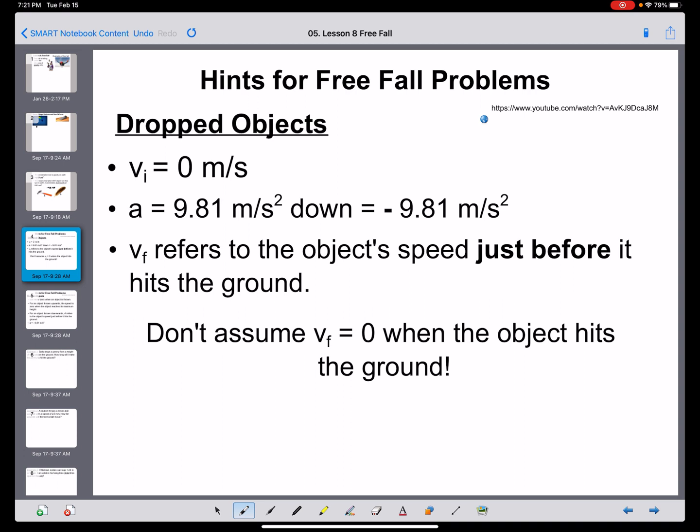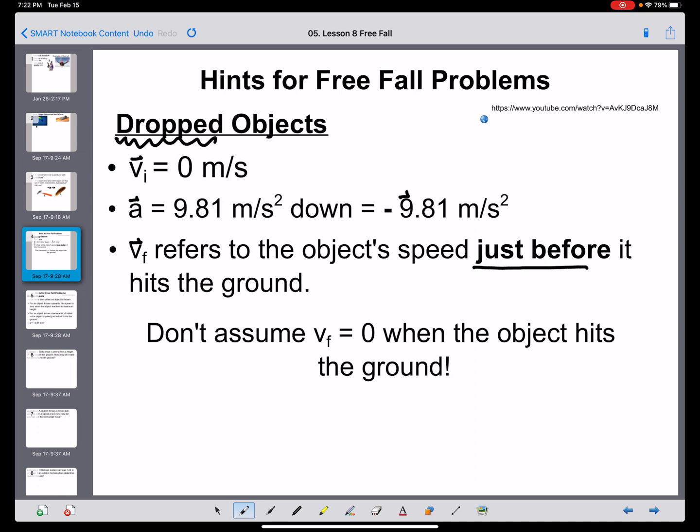Just some hints when you're doing the free fall problems. Some of the problems will mention that an object is dropped. When you drop an object, the moment it leaves your hand, the initial velocity is 0, so VI is 0. As I was just saying, the acceleration is going to be 9.81 meters per second squared down, or negative 9.81. And VF, the final velocity, refers to the object's speed just before it hits the ground.